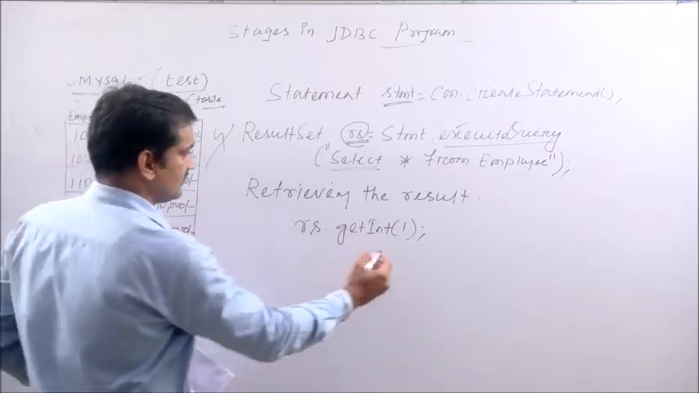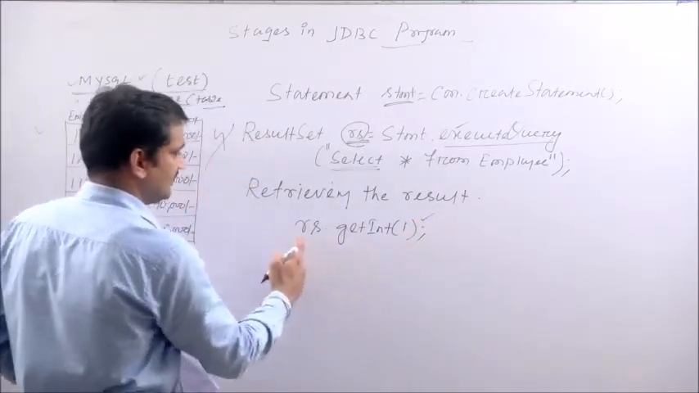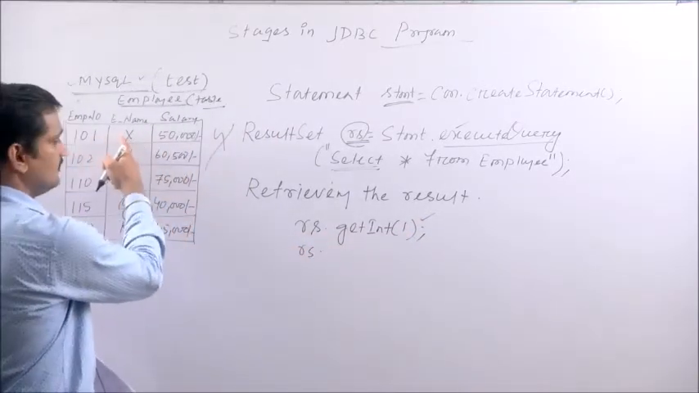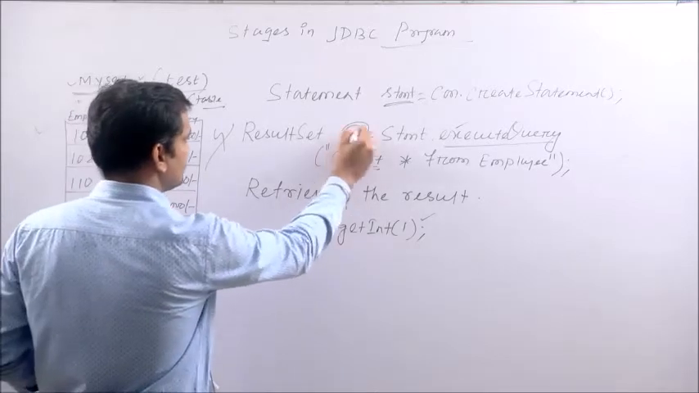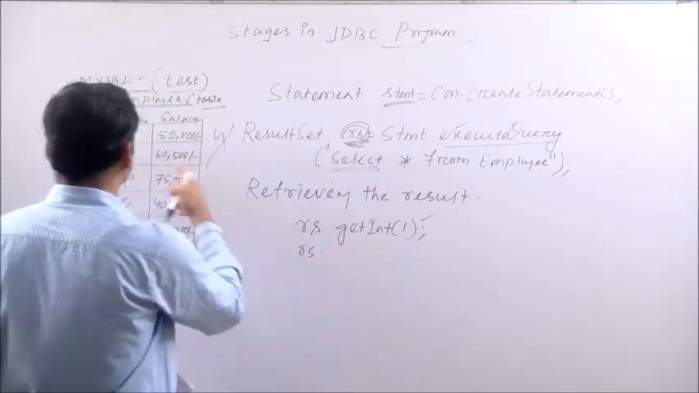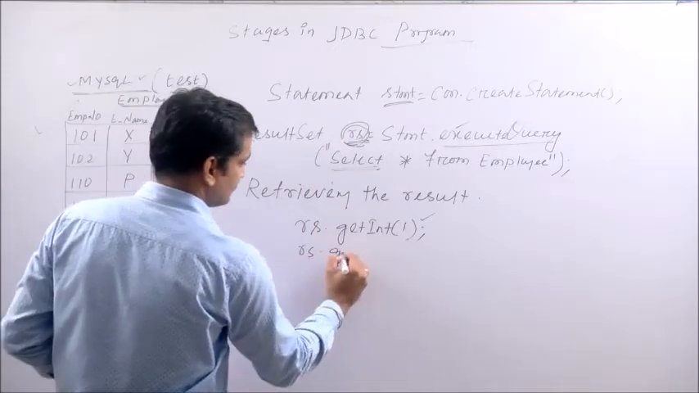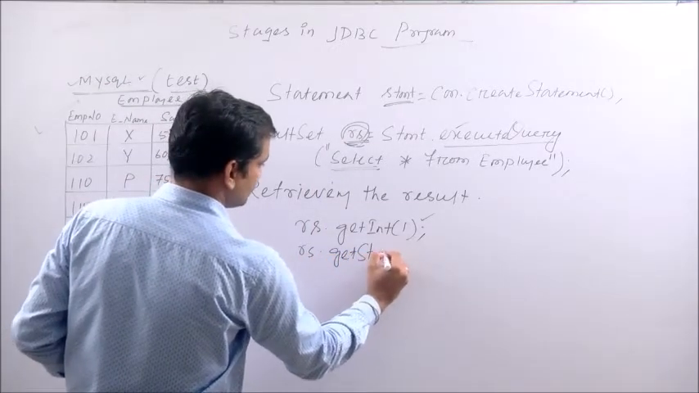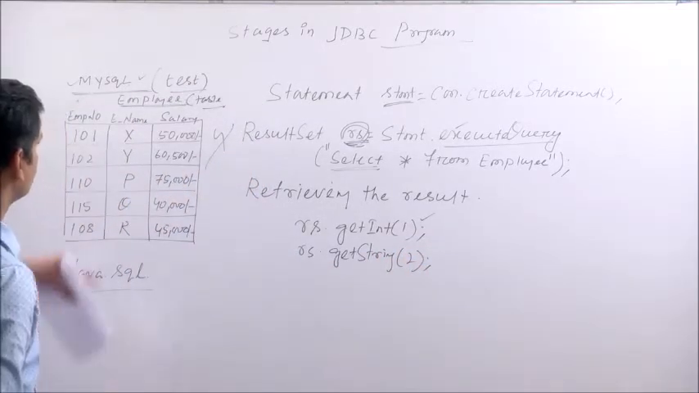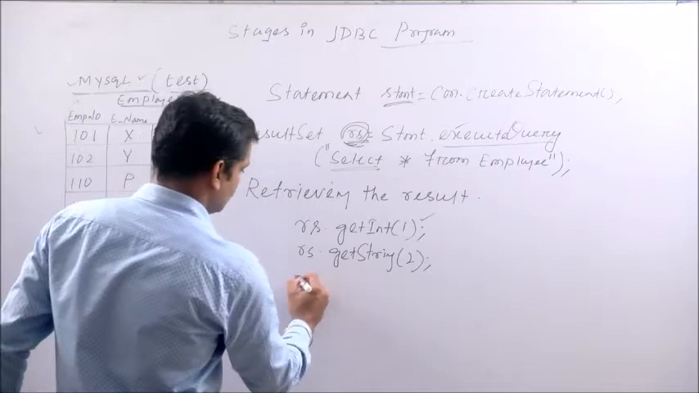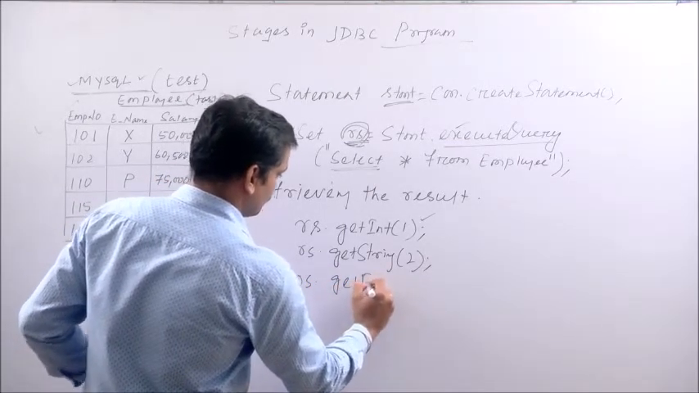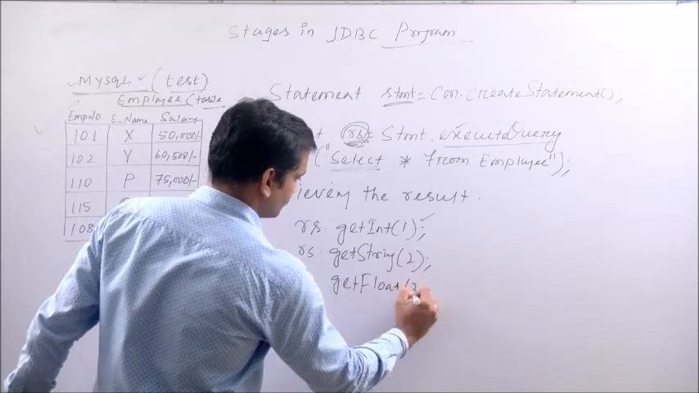Now, to get the value of the first column, we write arrays dot get int. Similarly, to get the value of the second column, we write arrays, because the result is there in the arrays object. Arrays dot get string, because the name is a string, and it is 2. This is the second column in the table. Then similarly, to get the third one, we can write arrays dot get float, that is the third column.